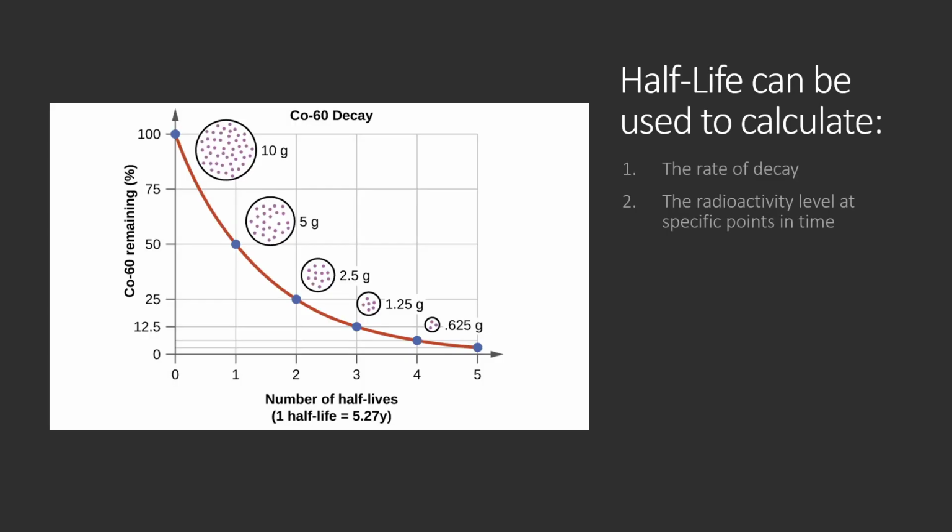And that's what carbon dating kind of tells us. So we can use half-life to determine the rate of decay and the radioactivity level at specific points in time. For instance, in this example, one half-life is 5.27 years for cobalt-60. At the very beginning, at time 0, you have 10 grams. It'll be 5 grams after the first half-life, 5.27 years. And then another half after another half-life, and then 1.25, another half, another half, over time halving itself every half-life.